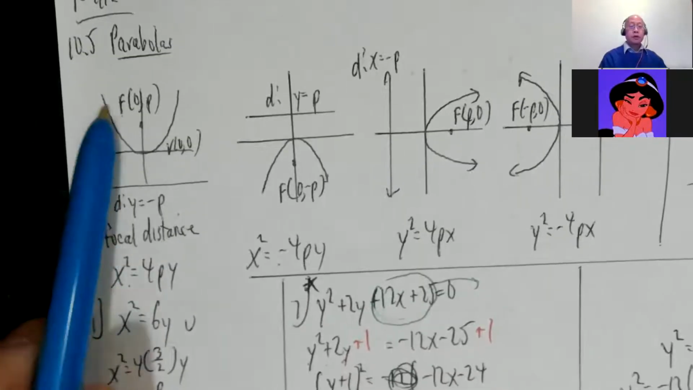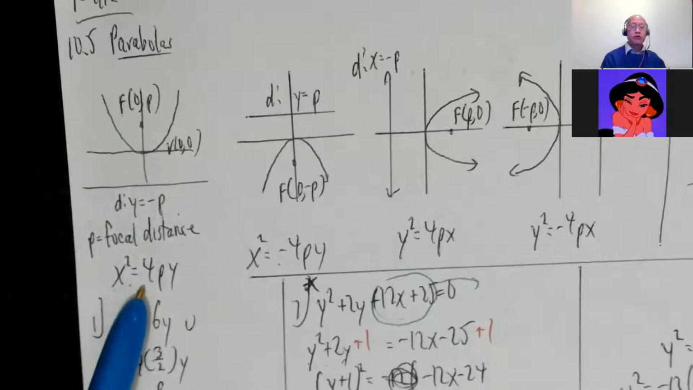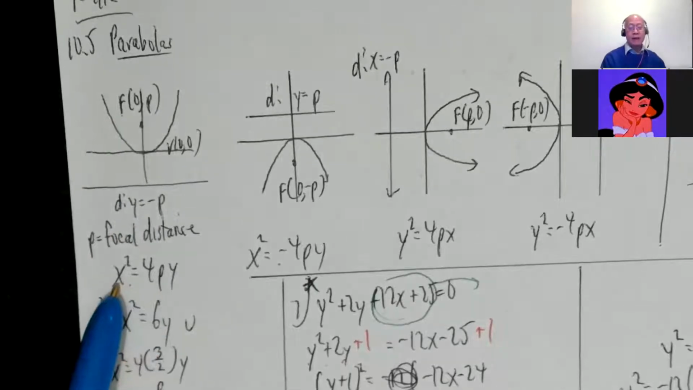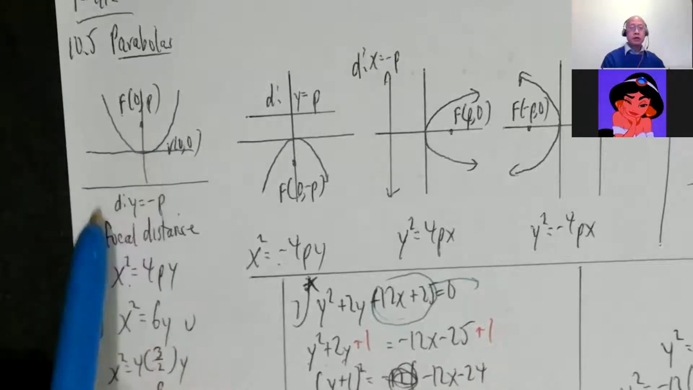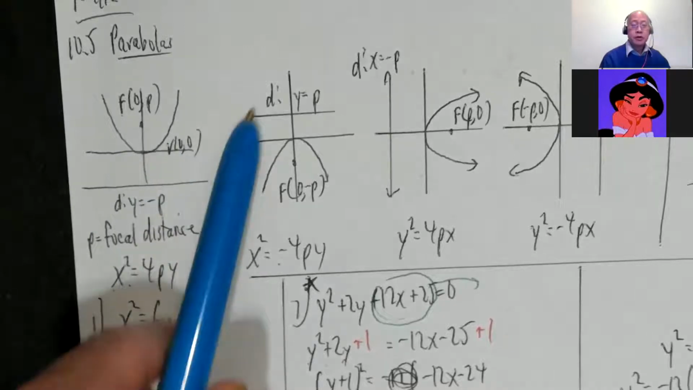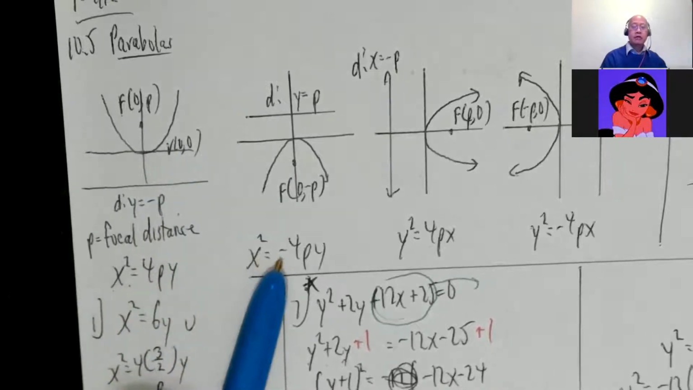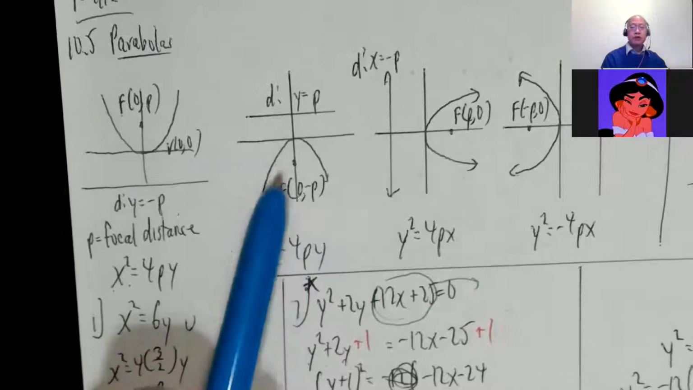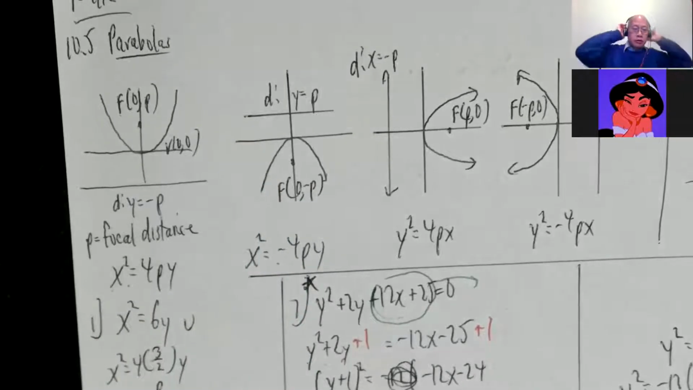So here, parabola opening up, x squared equals 4py. An example is y equals x squared. Okay, P is the focal distance, so here's 0, p, y equals negative p. Turn the whole picture 180 degrees over, x squared equals negative 4py. Focus is 0, negative p, directrix is y equals p.